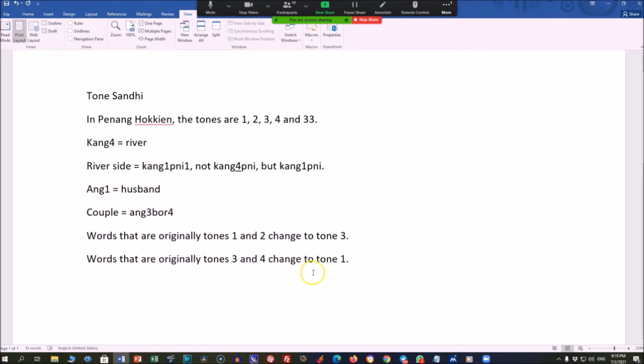Similarly, the word Ang, which is tone 1, has to change to tone 3 when you create the new word Ang Bo. Not Ang Bo, but Ang Bo. Okay? Not Ang Bo, you can't retain the tone 1. You need to change it to tone 3. Becomes Ang Bo. Other examples.